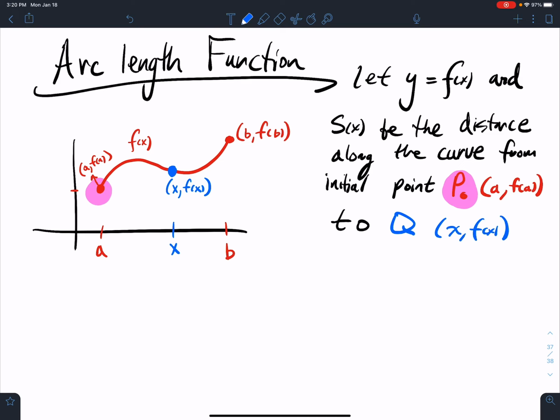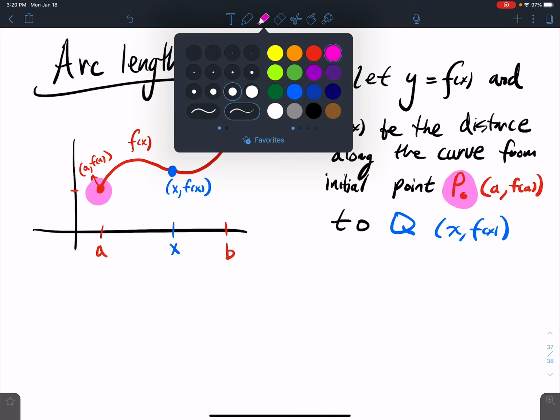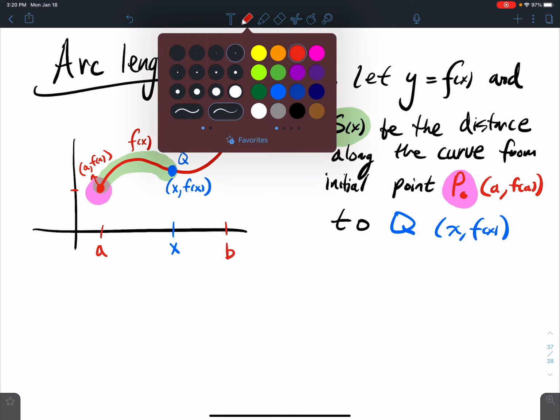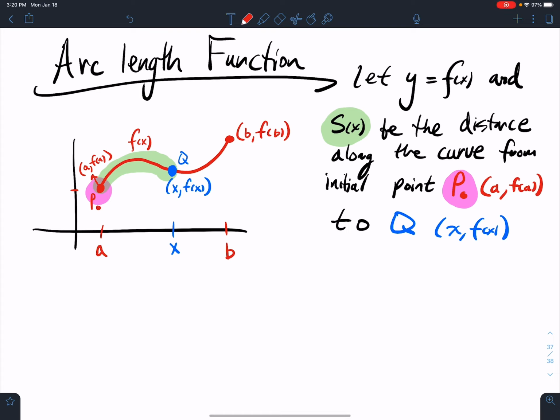So s of x, I'll use green for s, is this distance right there. s of x is the distance along the curve from some initial point to some Q point. That's my Q point there, and this is my initial P naught point here.